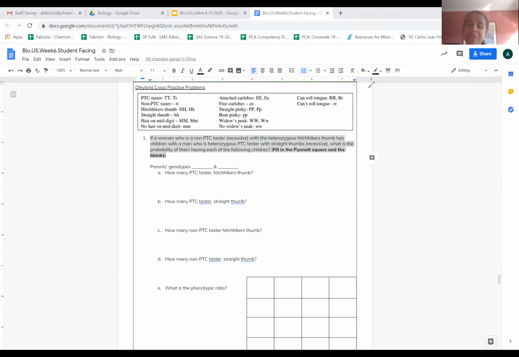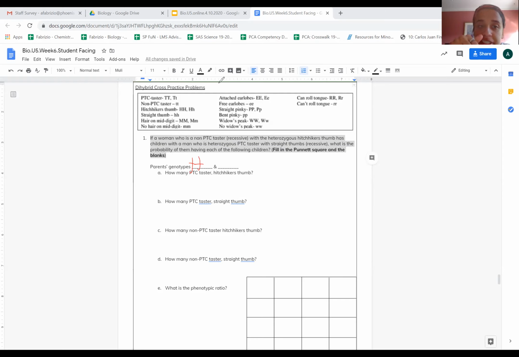Welcome back. So by now you should have completed question 1, A through B, to the best of your ability, and then we're going to do the rest together. So first we have to figure out, it's asking us what our parents' genotypes are. So mom, it tells us, is the non-PTC taster. So we see that that's little t, little t up here. So we're going to write tt for mom.